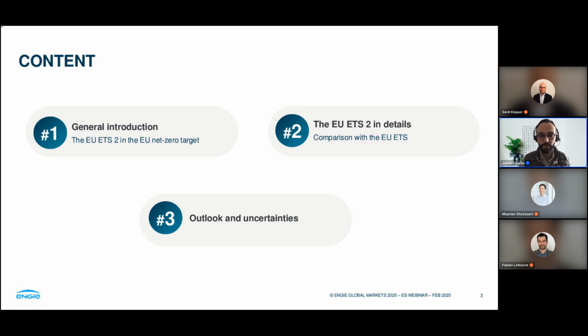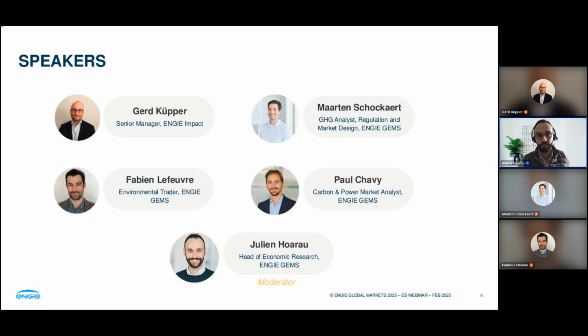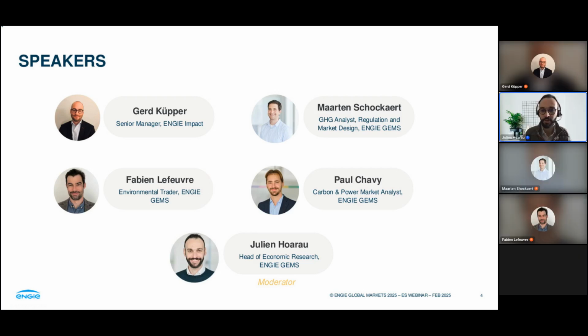In this session, we'll give you the key elements to understand how the ETS2 fits into the EU net zero strategy, how the market has been designed, and what the remaining uncertainties are before the EU ETS2 enters into force. I'm delighted to gather 4 speakers from the ENGIE group today to tackle this topic: Gert Cooper, who is a senior manager at ENGIE Impact, Martin Schockert, who works as a greenhouse gas analyst in the regulation and market design team of GEM, Fabien Lefebvre, who is an environmental trader, and Paul Chavy, who is a carbon and power market analyst.